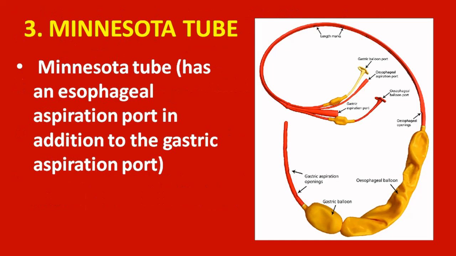Third question is regarding Minnesota tube. Minnesota tube has an esophageal aspiration port in addition to the gastric aspiration port. In Sengsteken-Blakemore tube, there is only gastric aspiration port, but in Minnesota tube, there is another esophageal aspiration port.